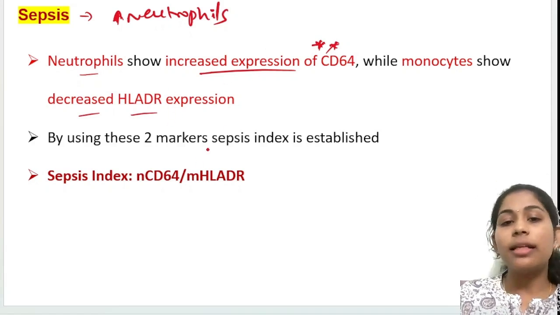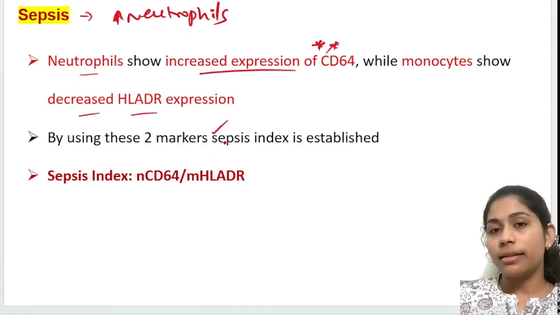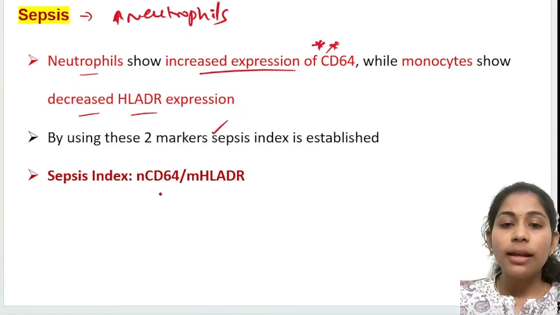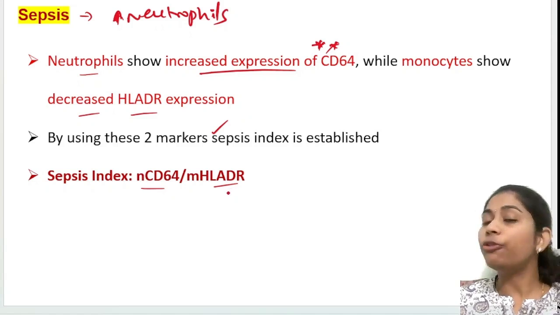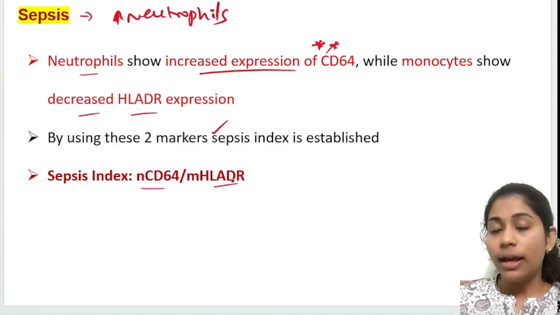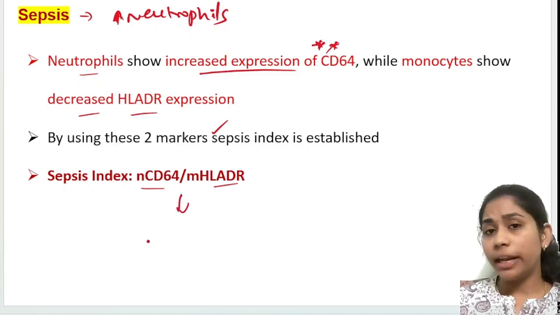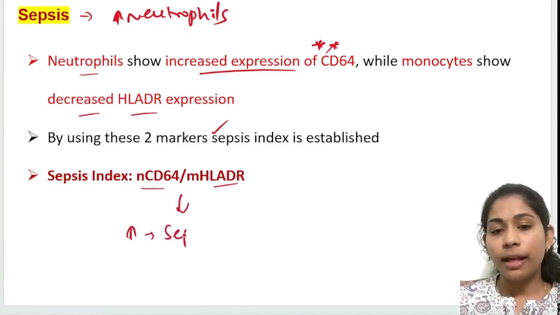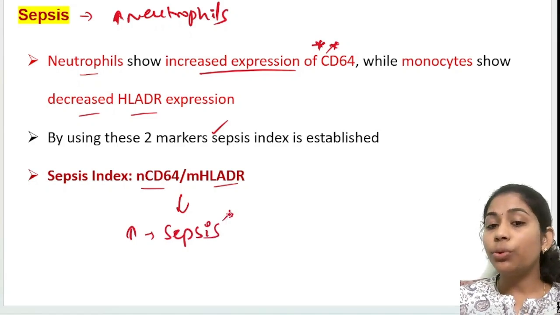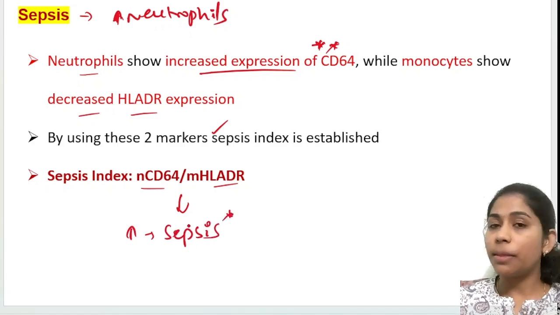With these two markers, they have made a sepsis index, a formula: neutrophil CD64 divided by monocyte HLA-DR. If you do the flow with these two markers, we can make a ratio. If the ratio is high, that means CD64 is high and HLA-DR is low, which means the patient is having sepsis. So by using flow, we can determine whether the patient is having sepsis or not.